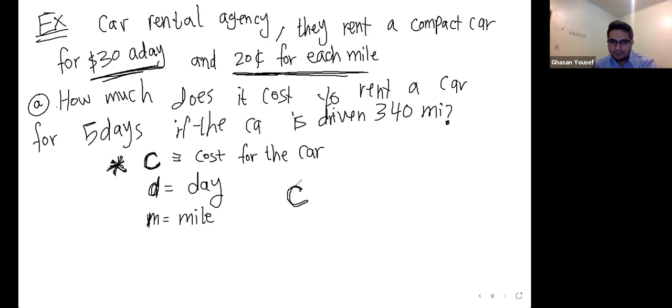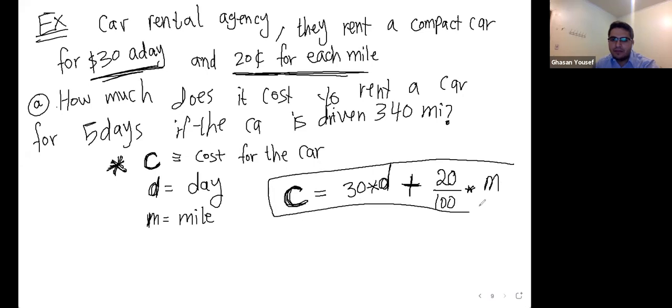So C, the cost of the car, equals $30 times D, plus 20 cents for each mile. That means I have to change the cents to dollars, 20 divided by 100, this is in dollars. So 20 cents means 20 over 100, times N. So I get the model formula. Then by using this formula, I can solve this question number one.